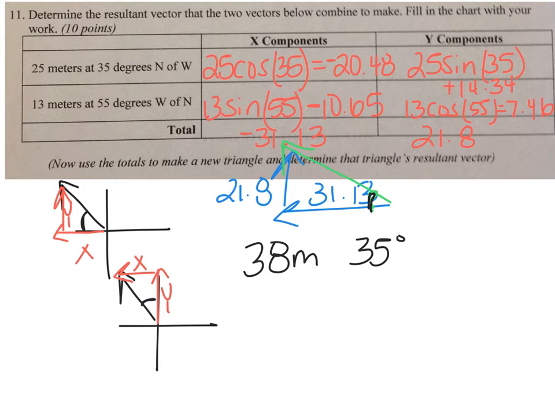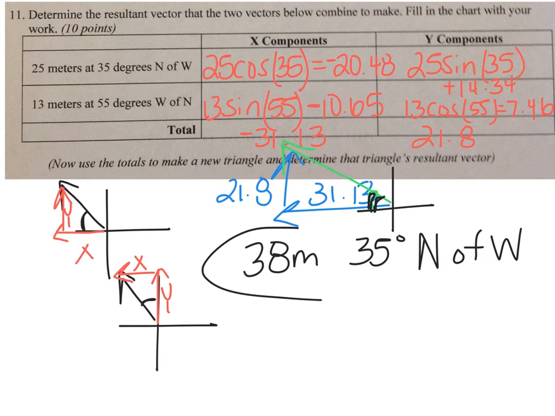And then if this were a coordinate plane, we are going north of that west line. So it'll be north of west, right? So our final answer is 38 meters at 35 degrees north of west.